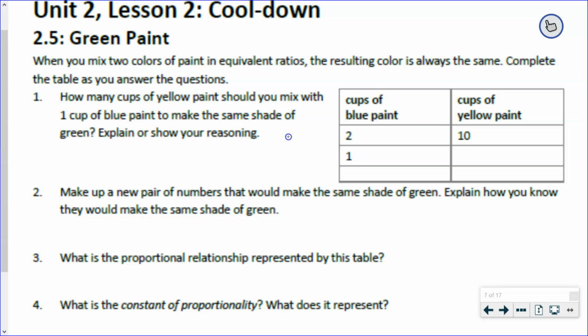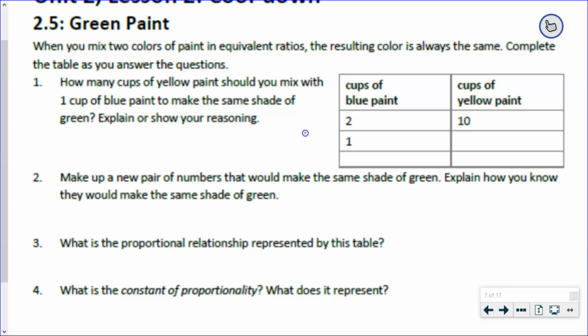When you mix 2 colors of paint in equivalent ratios, the resulting color is always the same. So complete the table as you answer these questions. The original ratio it gives us is 2 cups of blue paint and 10 cups of yellow paint. What color am I going to be making if I'm mixing blue and yellow paint? Go back to art class. What color would that be, Birdie? Nope, it's not going to be purple. What is it? It is green. Blue and yellow is going to make green.